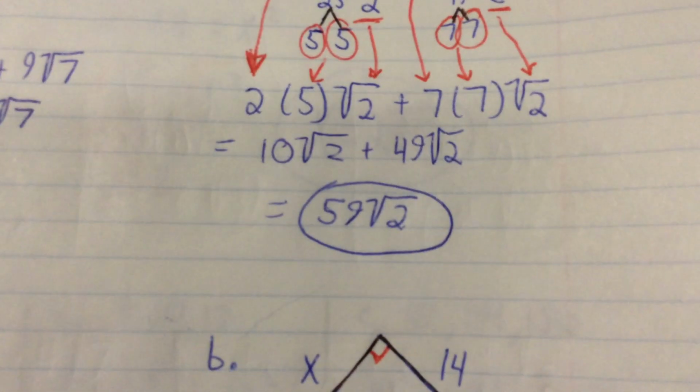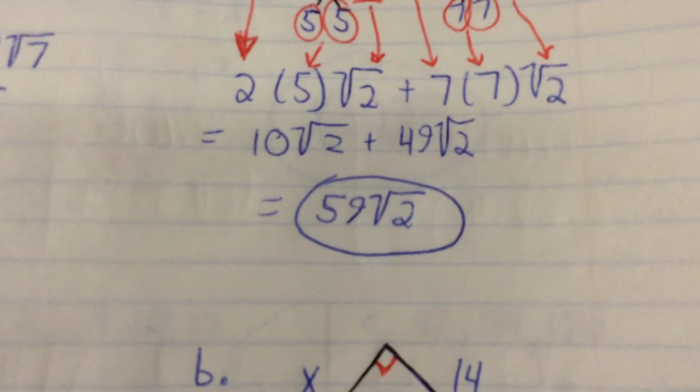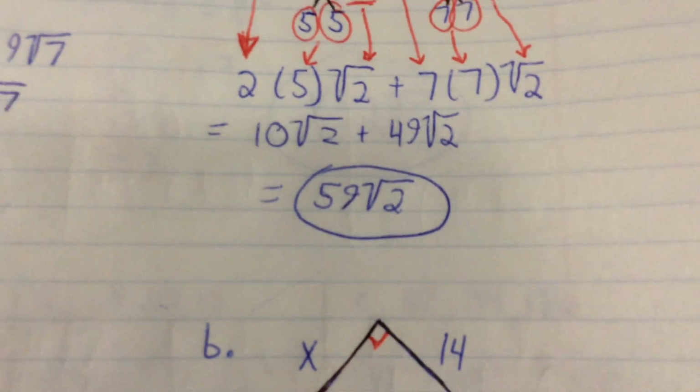So we end up with 10 root 2 plus 49 root 2. And again, remember, root 2 is along for the ride, so we have 59 root 2 for that solution.